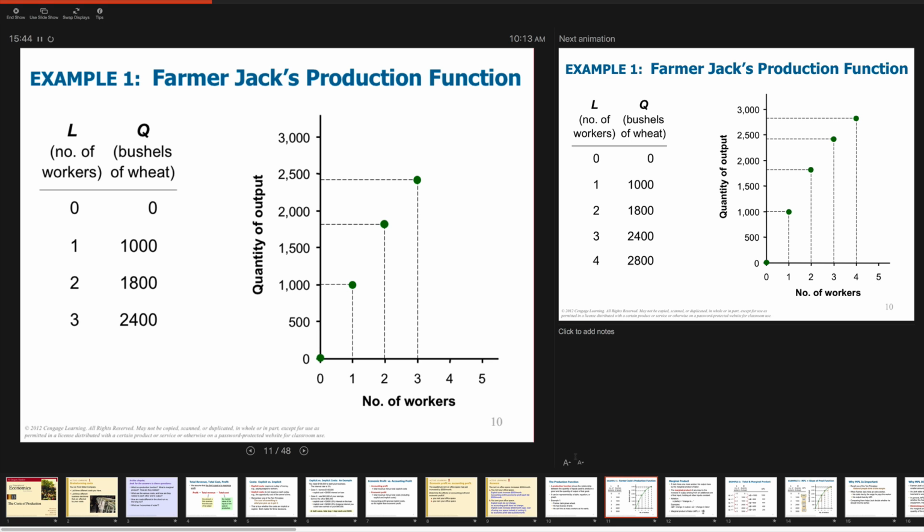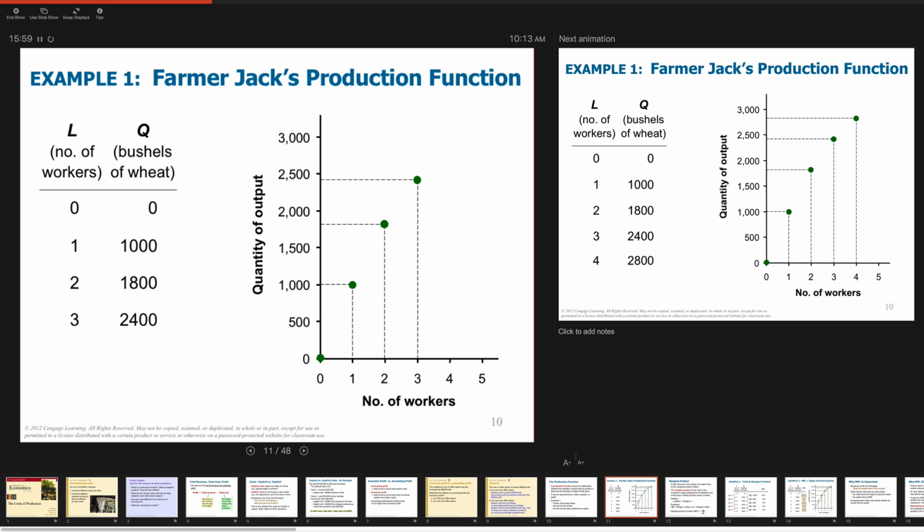He hires a third worker. Uh-oh, this is getting bad. Why is he wasting his time hiring that guy, when the first one got him 1,000 bushels and the third guy's only getting him 600 more? This is a ripoff. What's Jack thinking? Still more. What's your question?